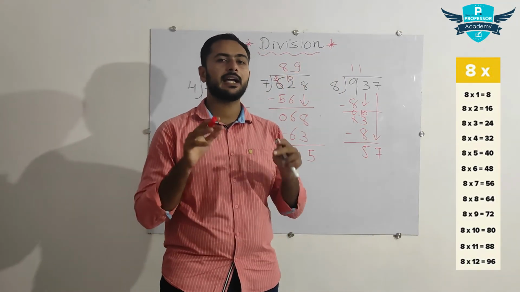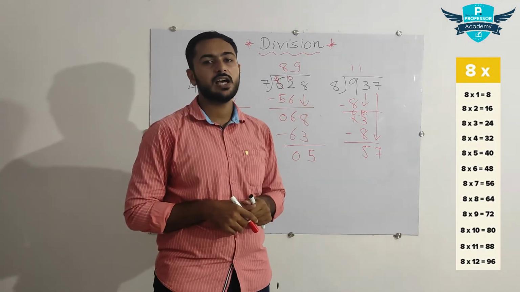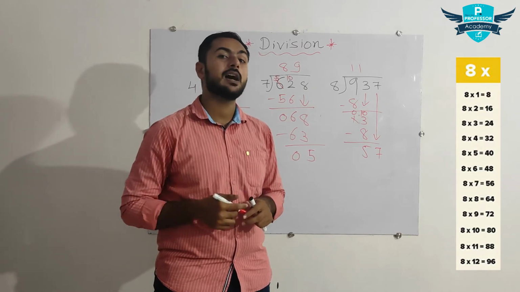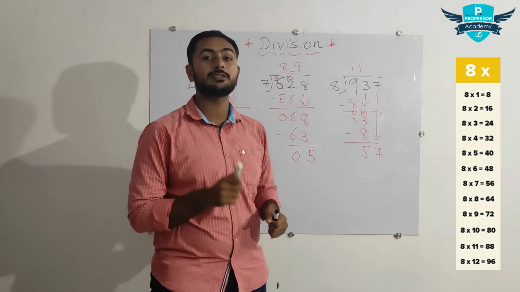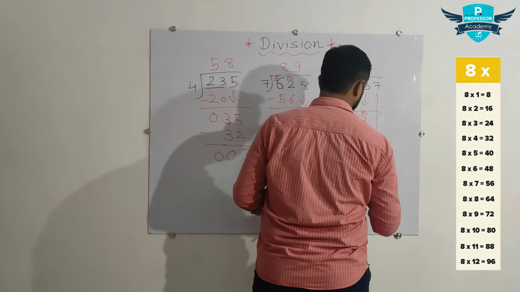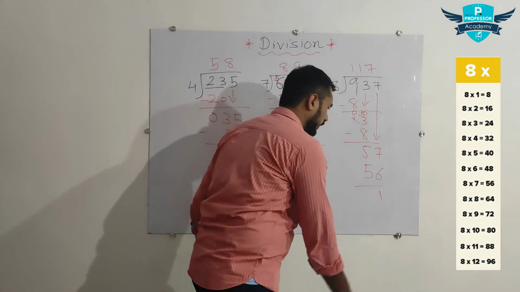Now again identify 57 in the table of 8. 8 sevens are 56 and 8 eights are 64. 64 is actually bigger than 57. It means we will use 8 sevens are 56. Do the subtraction for that, you will get 1 over there.